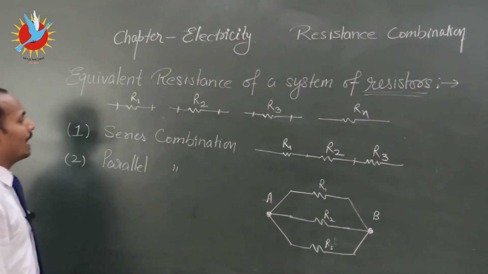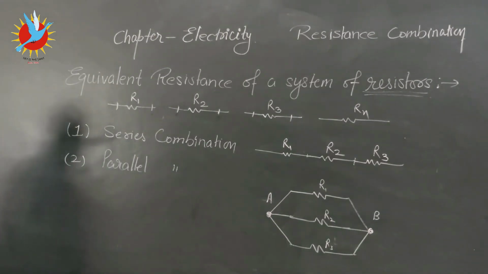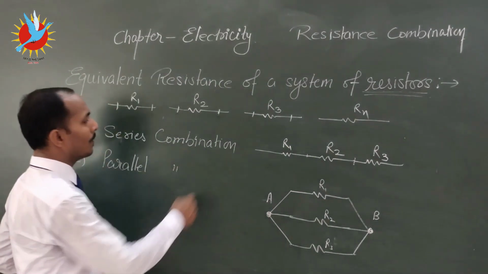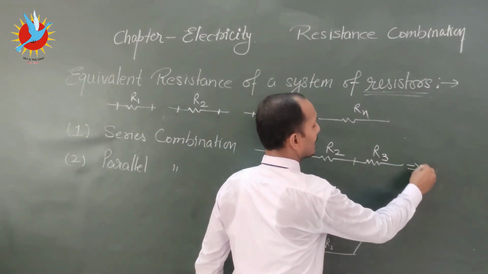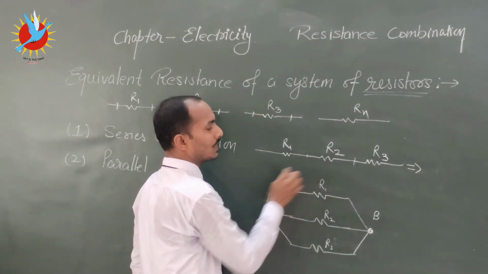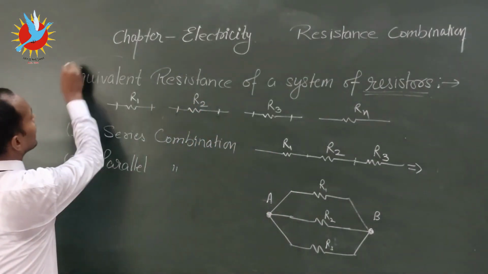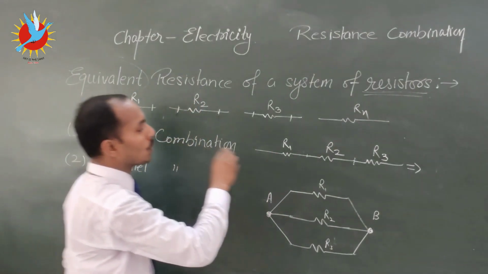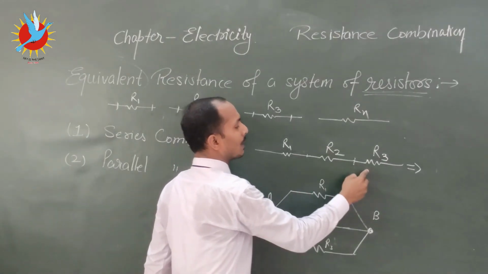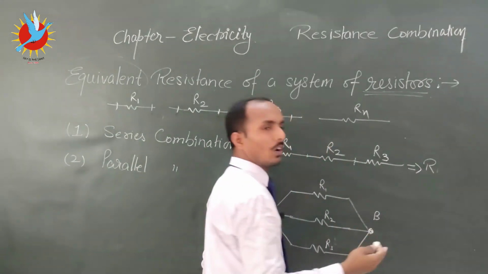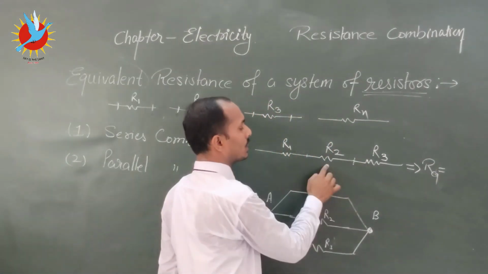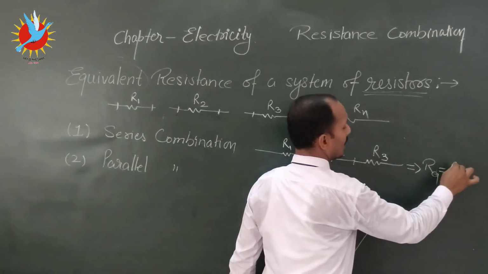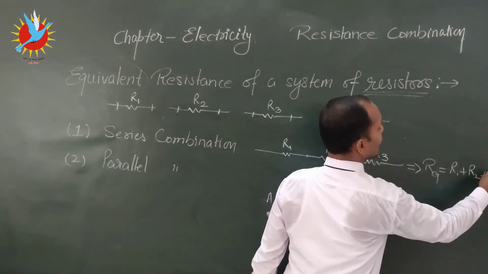One by one we will study how to calculate the equivalent resistance of series combination and parallel combination. What is the meaning of equivalent? Equivalent means total. So what will be the total resistance in series combination? The equivalent resistance, or you can write R equivalent, of these three is R1 plus R2 plus R3.